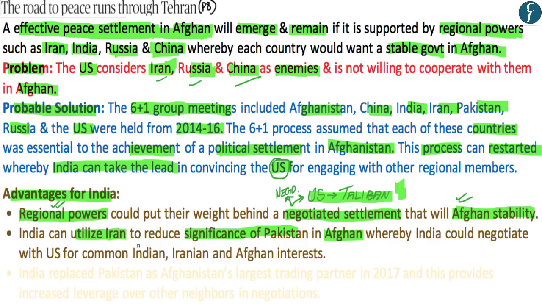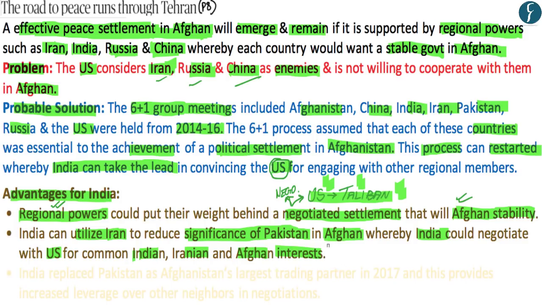However, if Iran joins the negotiations between the United States and Taliban, and similarly for conducting trade through the Chabahar port for Afghanistan, it would reduce the significance of Pakistan within Afghan politics. And thereby what the author is recommending is that India should negotiate with the United States based on common interest to India, Iran, and Afghanistan.